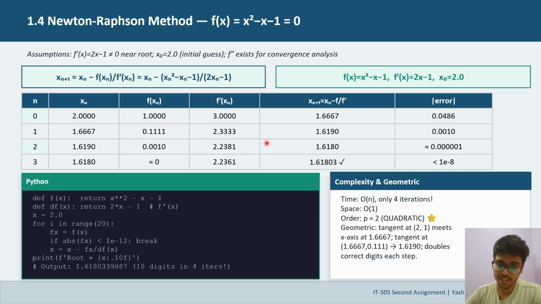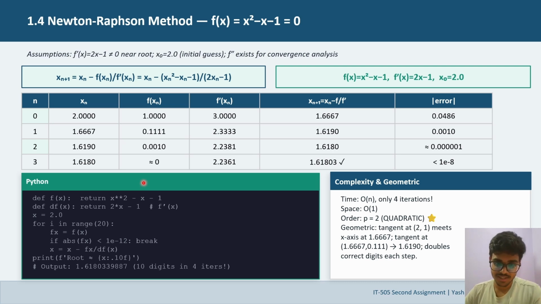1.6667. In iteration 1, our x equals 1.6667 and f equals 0.1111, f prime equals 2.3333. So x2 equals 1.6667 minus 0.1111 over 2.3333, which equals 1.6190. And in iteration 2, f is now about 0.001, which is very close to 0, and x3 equals 1.6180. In iteration 3, root to 10 decimal places.